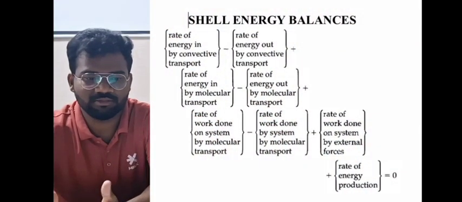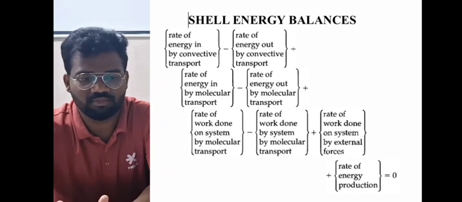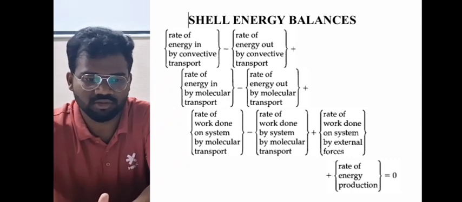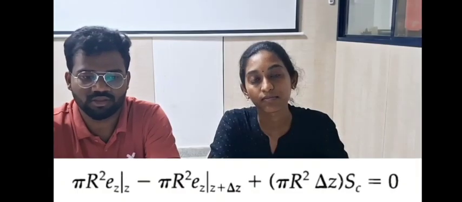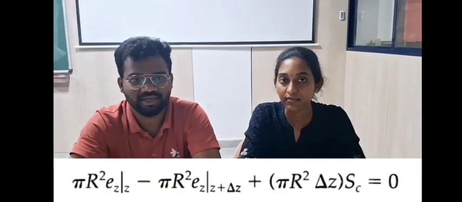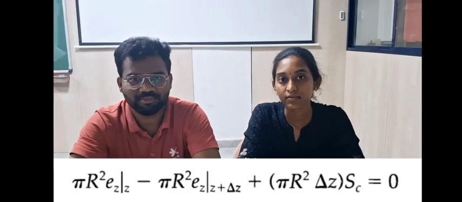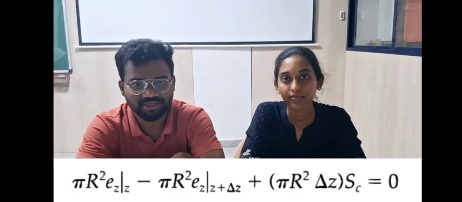So after cancelling some terms, we are left with the equation: rate of combined energy flux in minus rate of combined energy flux out plus rate of energy production. Here each term is described as: pi r square Ez at z minus pi r square Ez at z plus delta z plus pi r square delta z into S equals 0.